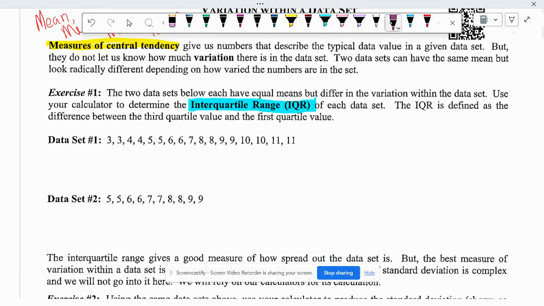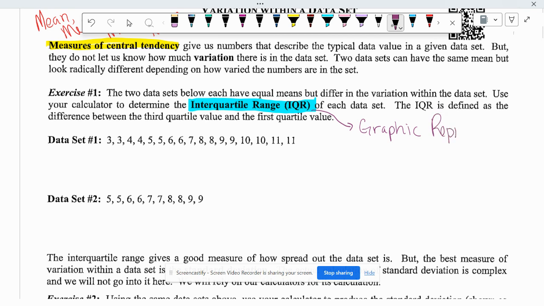So I have a question. What graphic representation shows us quartiles? We did these yesterday. What graphic representation shows us quartiles? Yeah, the one with the whiskers. It's the box and whisker plot.